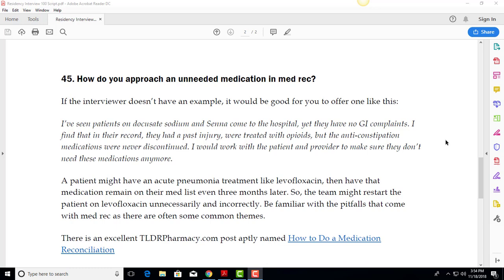So a patient might have had acute pneumonia treated with levofloxacin, and then that medication remains on their med list even 3 months later. So the team might restart the patient on levofloxacin unnecessarily and incorrectly. Be familiar with the pitfalls that come with MedRec, as there are often some common themes. There's an excellent TLDRpharmacy.com post aptly named How to Do a Medication Reconciliation.